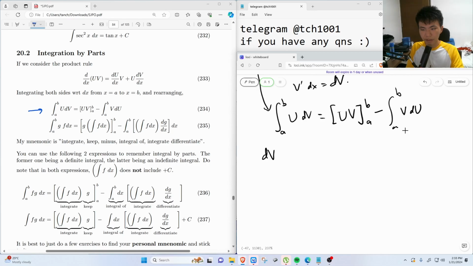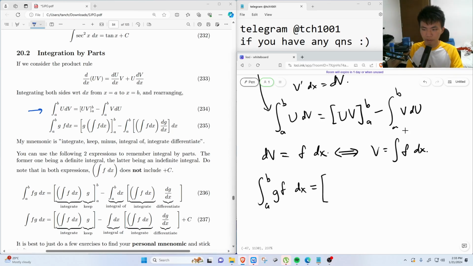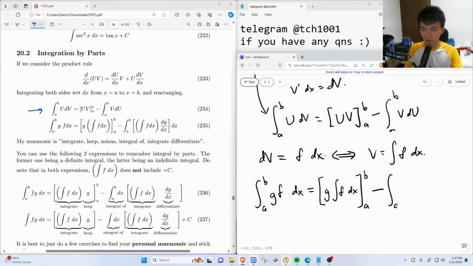So having dv equals f dx, or alternatively, v equals the integral of f dx, the integral by parts formula will take the following form: the integral from a to b of g times f dx is equal to g times the integral of f dx evaluated at the endpoints a to b, minus the integral from a to b of this v quantity, which would be the integral of f dx.